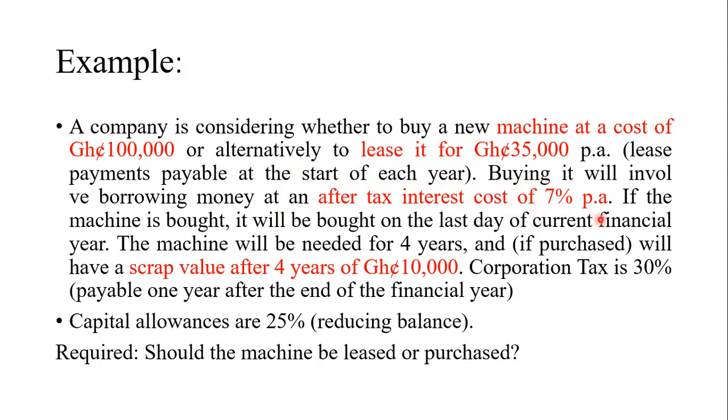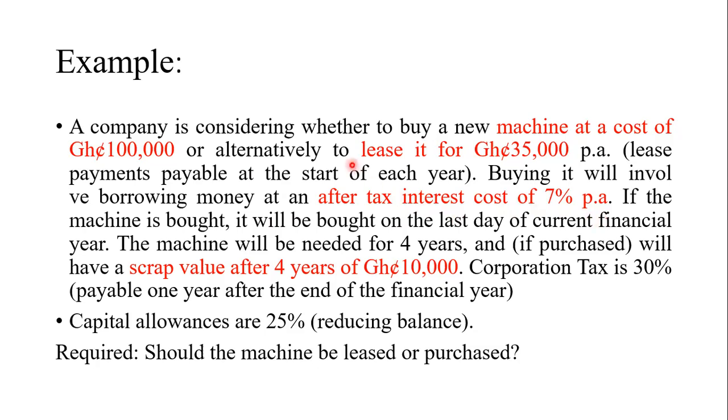If the machine is bought, it will be bought on the last day of the current financial year. The machine will be needed for 4 years, and if purchased, will have a scrap value after 4 years of 10,000 Ghana cedis. Corporate tax is 30%, payable 1 year after the end of the financial year. Capital allowances are 25%, reducing balance. Should the machine be leased or purchased?